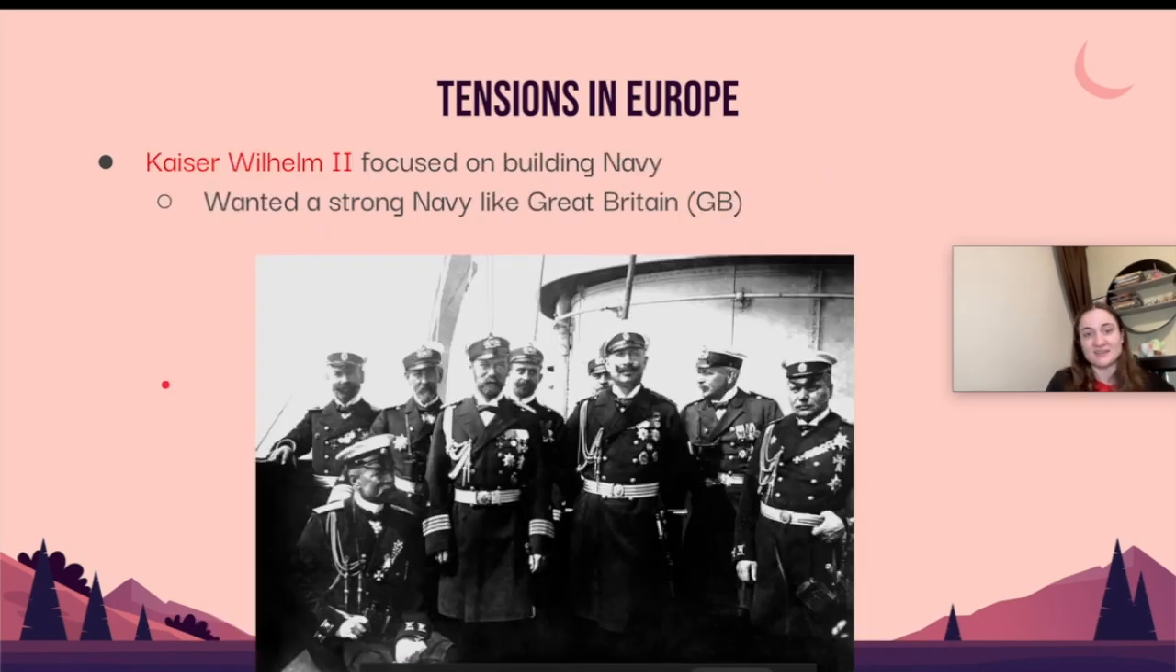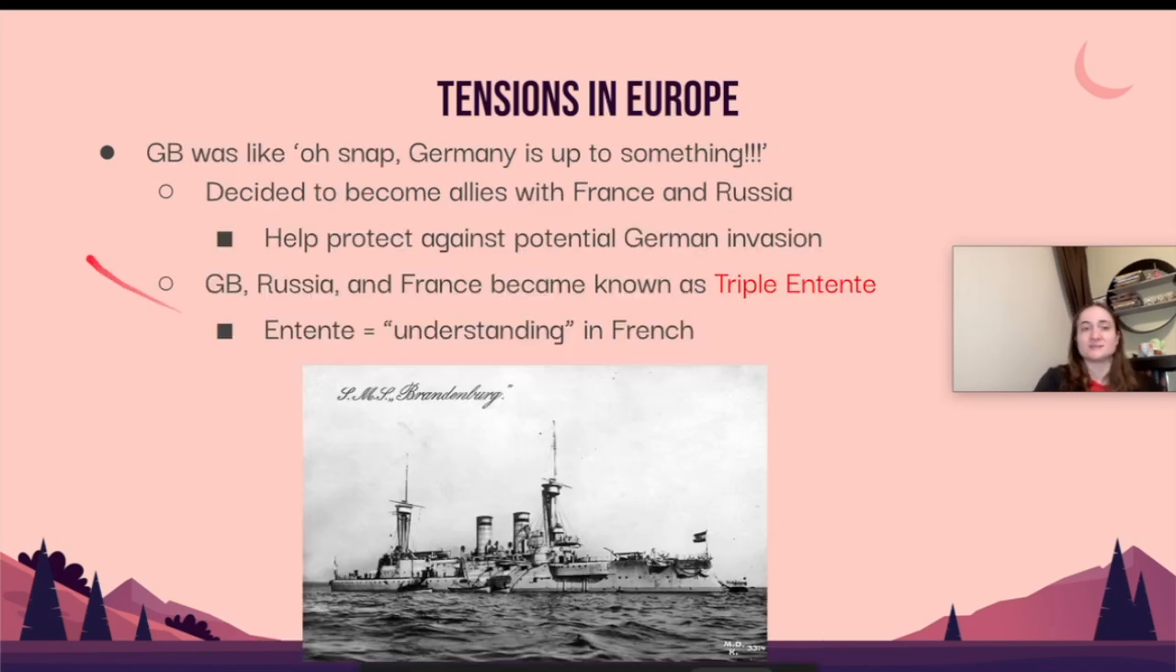So Kaiser Wilhelm II also focused on building up Germany's navy. At that time, Great Britain had the strongest navy by far, but Wilhelm wanted to challenge that. So Great Britain saw Germany building up their navy fleet, and they're like, oh snap, Germany's up to something. So Great Britain decides to become allies with France and Russia. And also this would help protect against the potential German invasion.